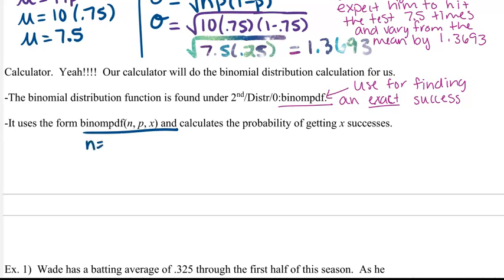Okay. We're going to check our work from above. So if you need to make a note from part B, n equals 10, p equals 0.75, and x equals 5. Okay, we're going to plug that into our calculator. So everybody locate your calculators. This is super important. You want to know.